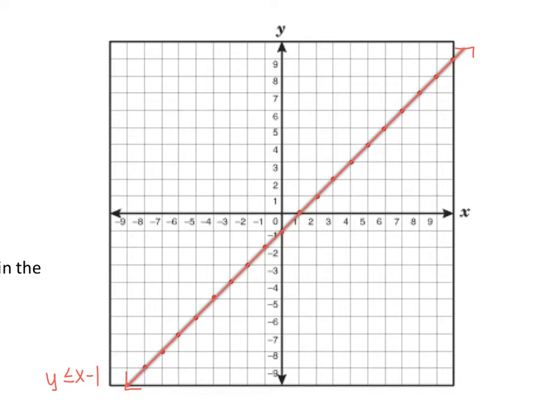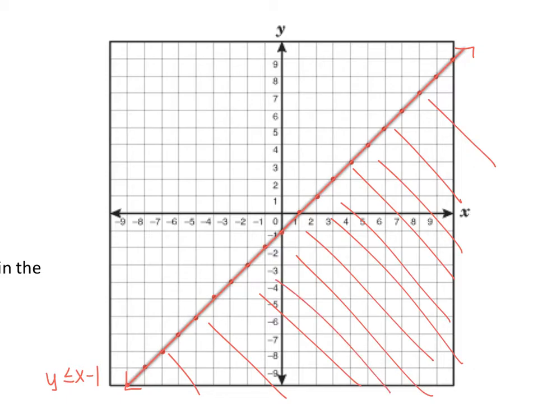Okay, I also know that I shade down. So whenever I shade up or down, I always look at my y-intercept. My y-intercept is here, and I'm shading down. So I'm going to shade everything underneath that. Okay, first inequality done. Next one, I have a y-intercept of negative 8.